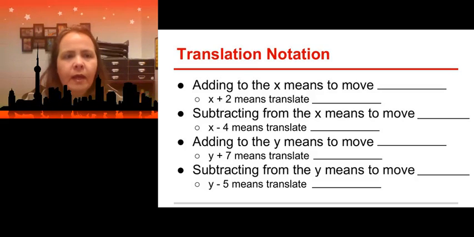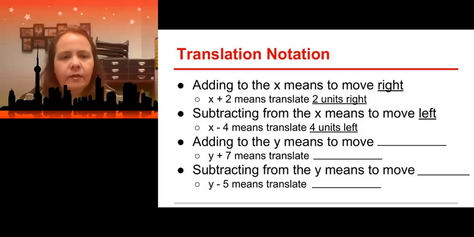Now, let's look at some translation notation, because other than just saying move a figure this many units right, left, up, down, they can also give it to us in terms of x and y. So if we're given an expression where we're adding to the x, adding to the x means that we're going to move to the right. That's where the x's are positive. And so therefore x plus 2 means translate 2 units right. And subtracting from the x would mean that we're going to move to the left, because the negatives are to the left of the x-axis. So x minus 4 means to translate 4 units left.